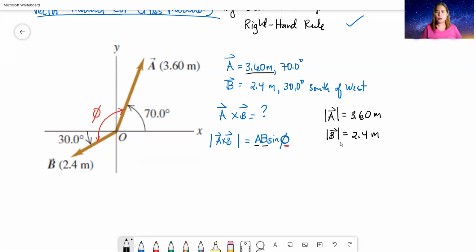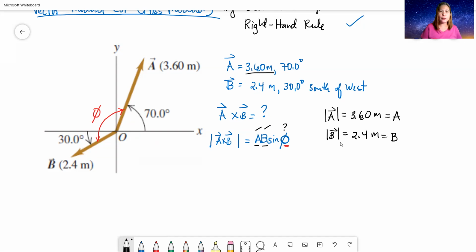If you don't want to use the symbol of the magnitude, you can simply use it as A with no arrow on top nor absolute value symbols. And also B. So we know this. The next would be to determine the specific angle.